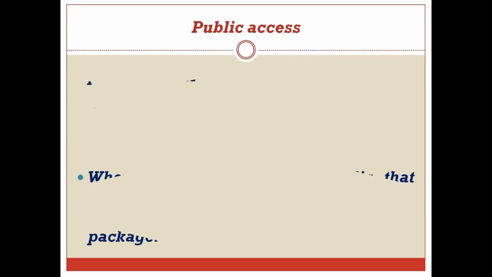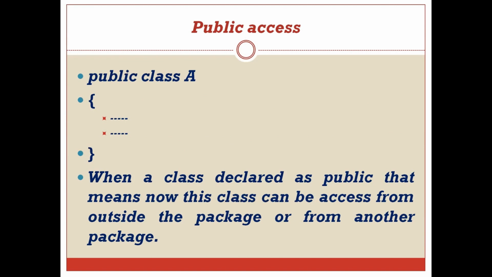And public, what is public access? So public access means if we write this class as public, when a class is declared as public, that means now this class can be accessed from outside the package or from another package also. So if we declare the class with the public access modifier, then that class can be accessed from outside the package or from another package also. So this is the access modifiers with the class.